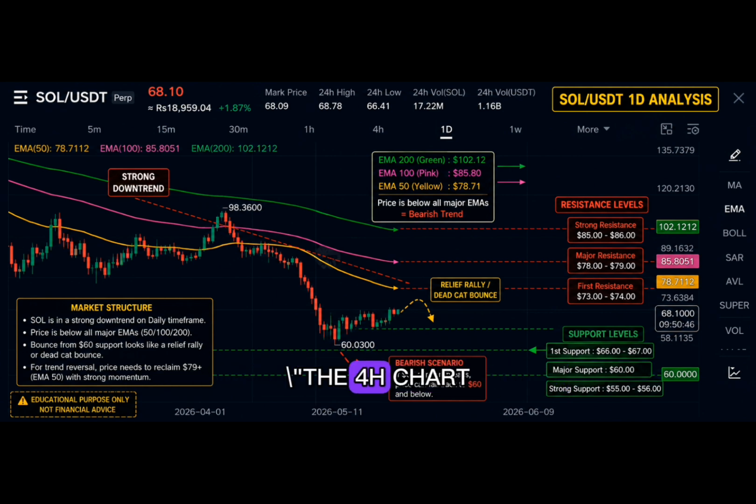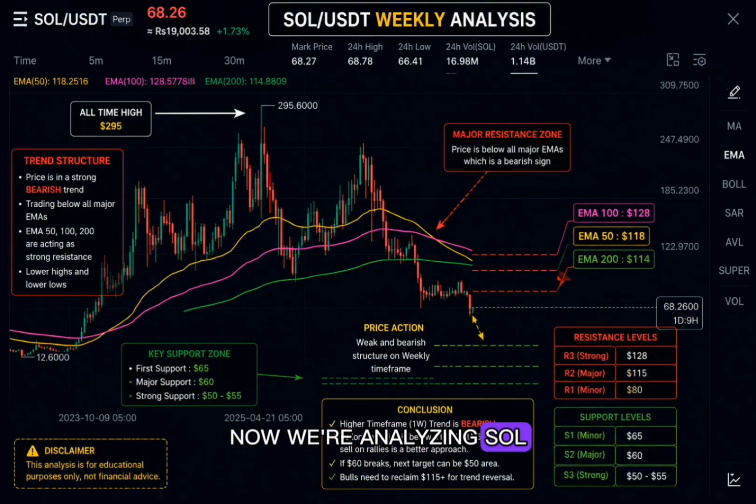Conclusion. The 4H chart shows a bullish recovery, but the daily timeframe remains bearish. Because of this conflict, traders should be cautious. A confirmed breakout above $69.71 would favor the bulls, while rejection from this resistance zone could offer a stronger bearish opportunity.